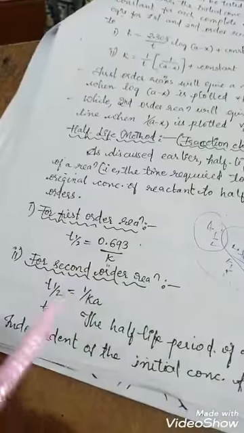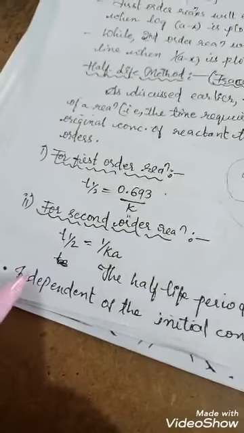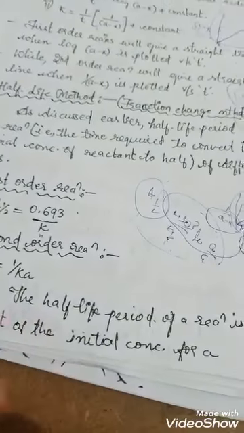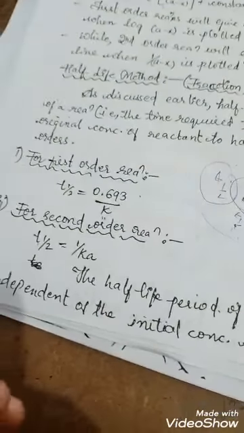For a second order reaction, what happens? T half equals 1 by K. So what should happen? The half-life period of a reaction is independent of the initial concentration. Next one.